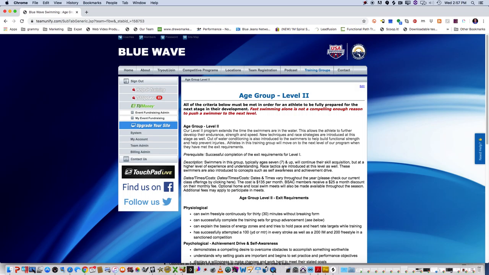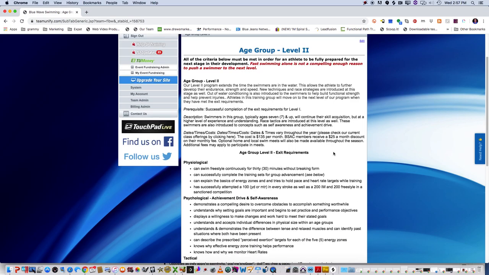At this stage, they should also be able to explain the basics of the energy zone system that we use, try to hold their pace, and also check their heart rate while they're training. They should have successfully attempted to complete 100 yards or meters in every stroke, as well as a 200 IM, 200 freestyle, and a sanctioned competition. That can be AAU or USA Swimming.